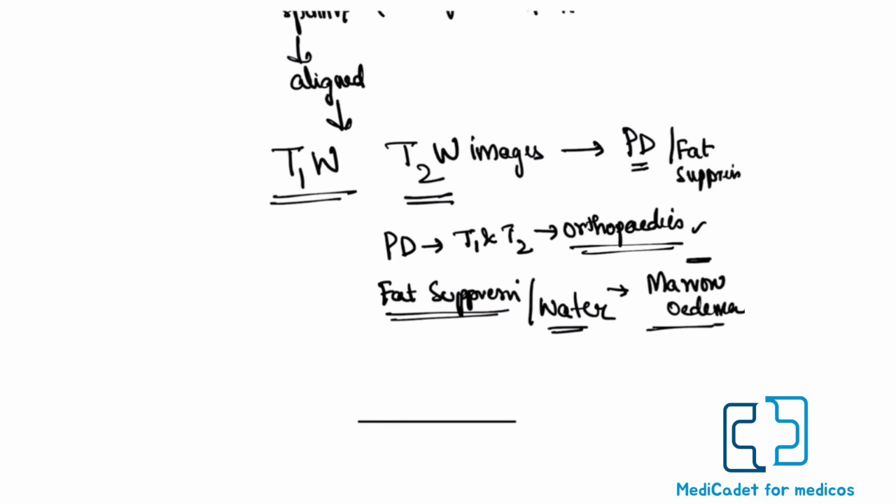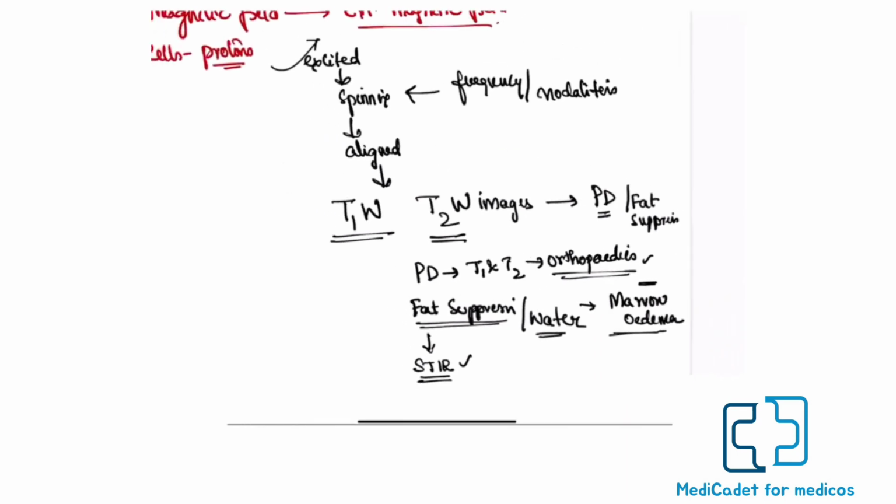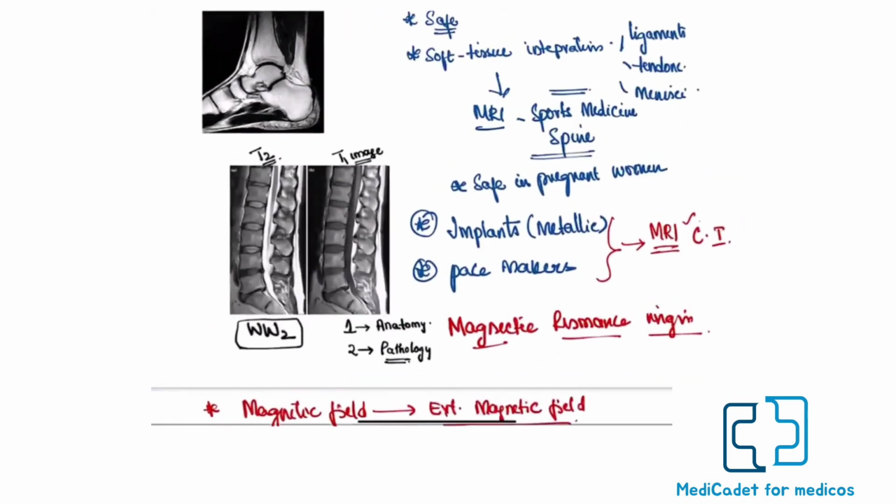So now there is a recent technology where you suppress the fat completely. So signals from the fat are suppressed completely, so these water signals are taken up and you can comment on the marrow edema. So bone marrow edema can be commented on by this fat suppression. There are various ways to suppress the fat, and one such example is your STIR image. So STIR image is taken for this fat suppression to comment upon your bone marrow edema, right? So that is how MRI is taken, and MRI is important for us.